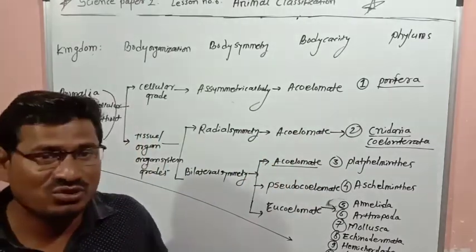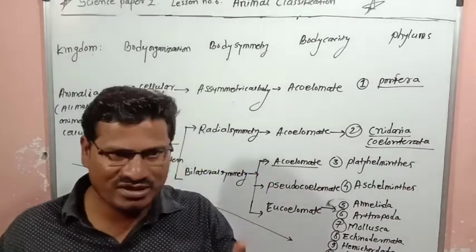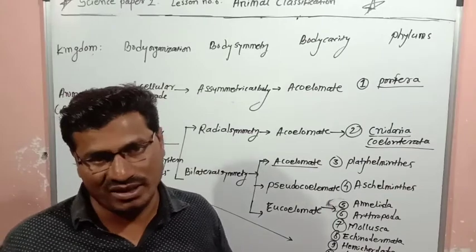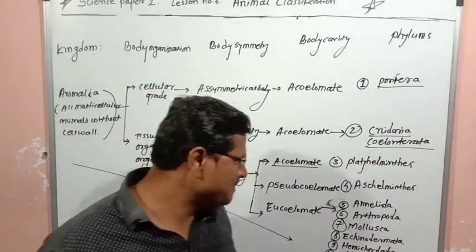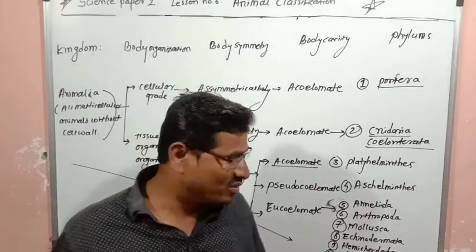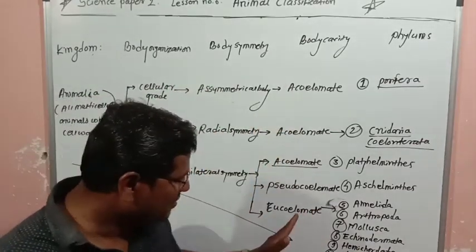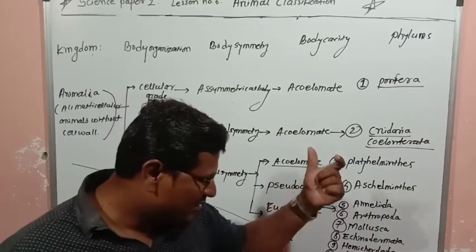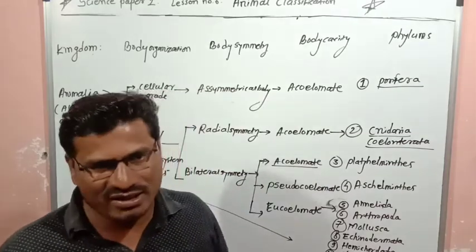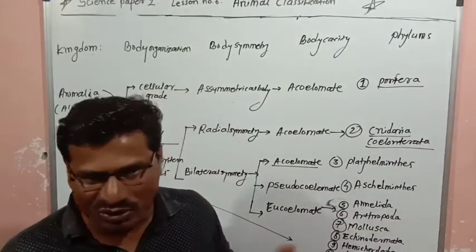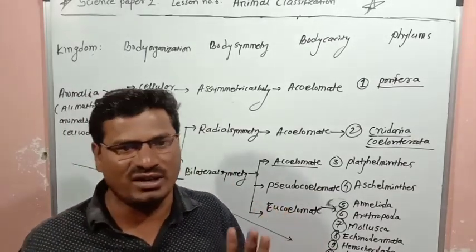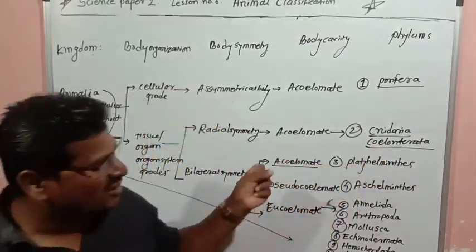Then next one is pseudocoelomate. In that only one phylum is there, Aschelminthes. After that, eucoelomate body, the coelom body cavity. In that six phyla are there. Which six phyla? Annelida, Arthropoda, Mollusca, Echinodermata, Hemichordata, and Chordata. So this is the classification.